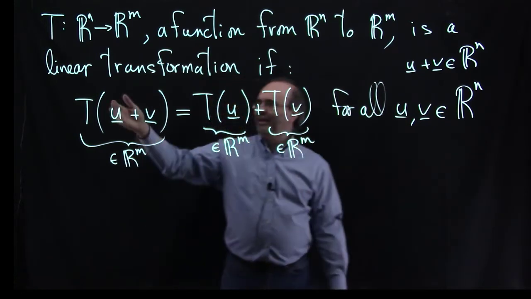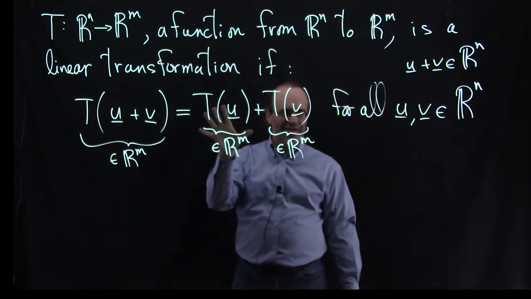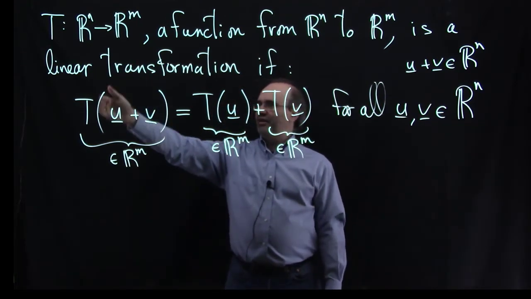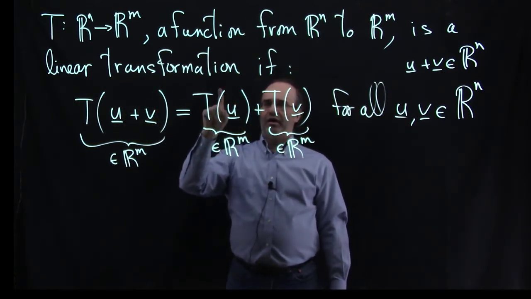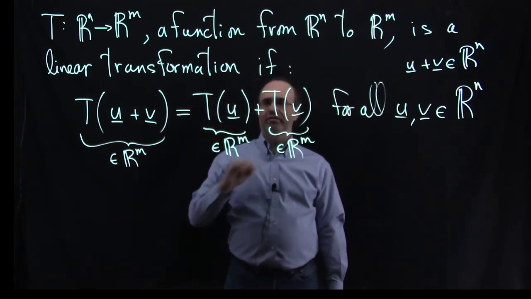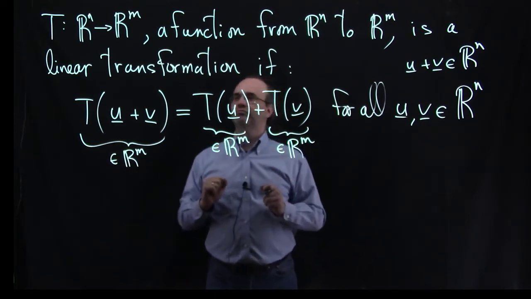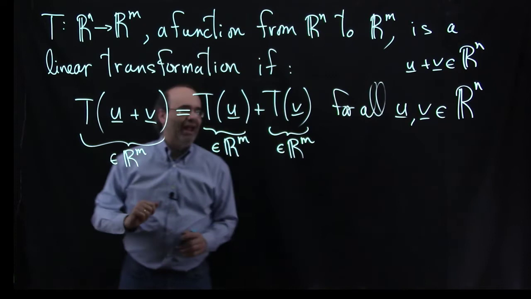So T of a sum is the sum of the T's. Kind of a short way to remember this: T applied to a sum of vectors is the sum of the images of those vectors under T. So we want this to always be true. This is some condition on our function T.